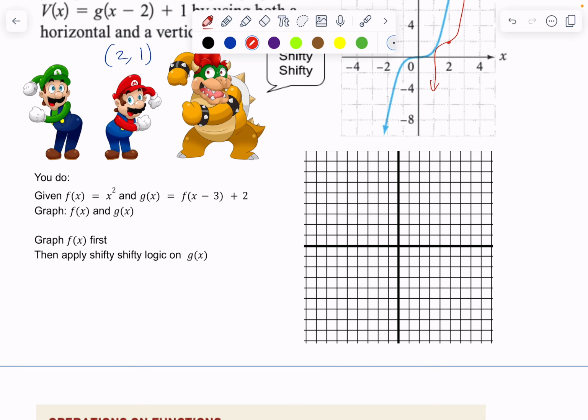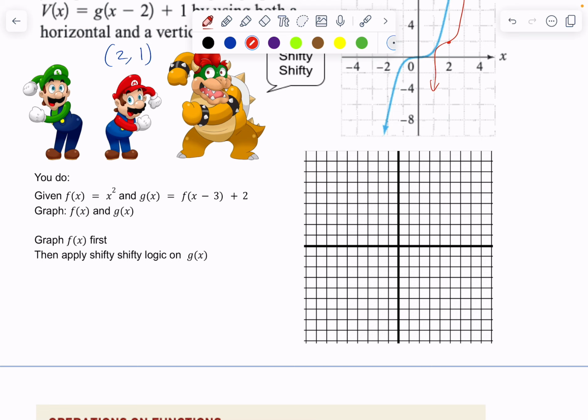Next thing we're going to do, well, I leave it to you. If your original function was x squared, what would be the shifty shifty of f of x minus 1 minus 3 plus 2? You do it. I'm going to say follow the logic, do the graph of f of x first, and then apply the logic of shifty shifty. Pause the video if you need to, otherwise, here we go.